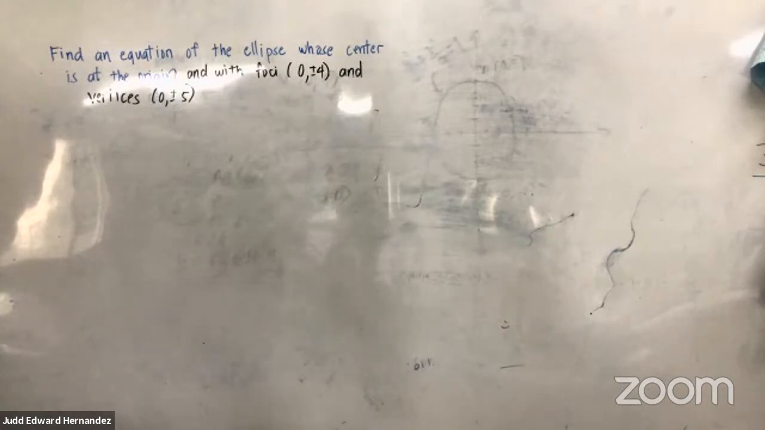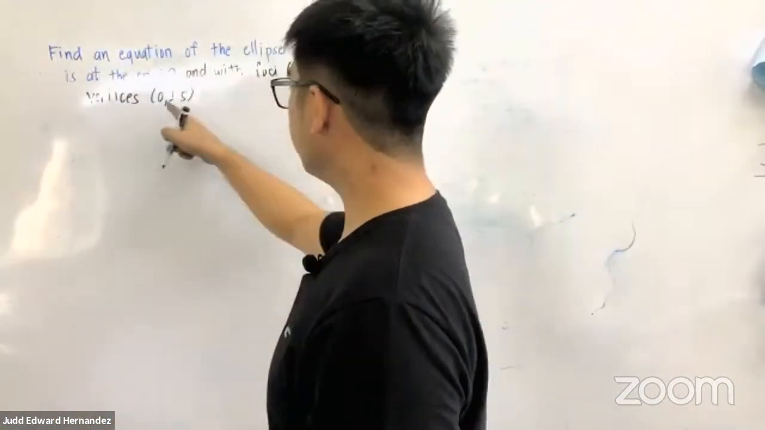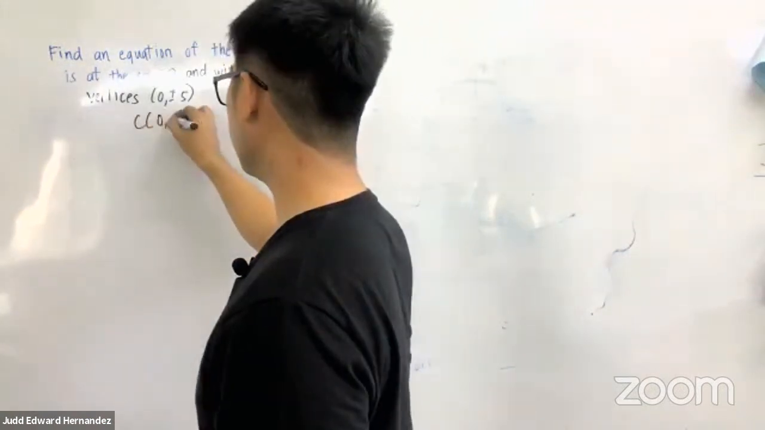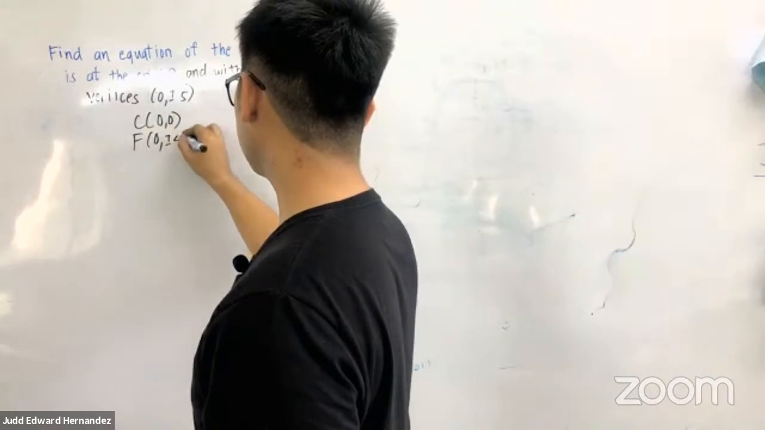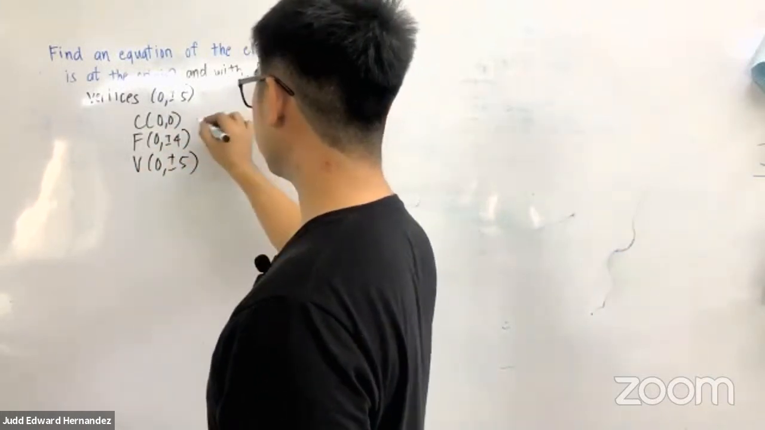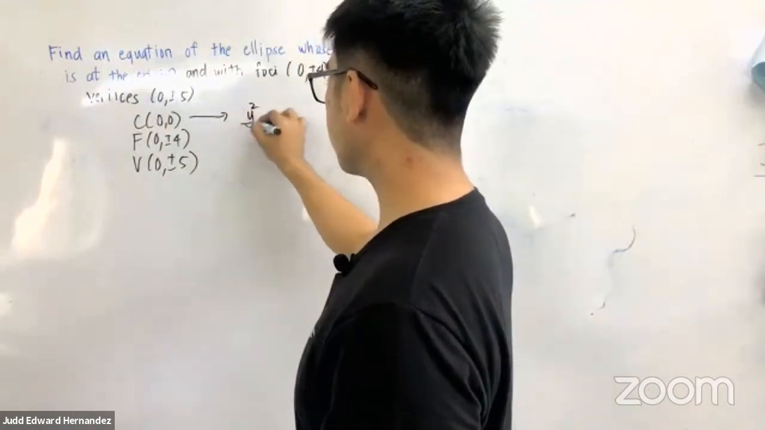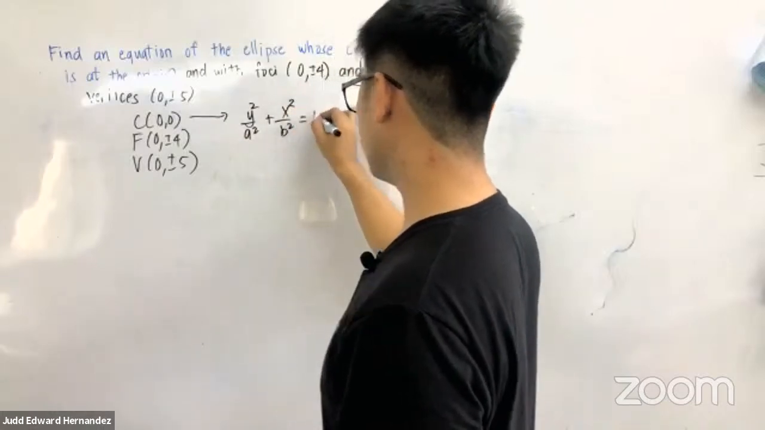Okay, let's now try to solve. Madali lang naman siya. Wala nang paligoy-ligoy dahil 0 plus minus 4, 0 plus minus 5, center, origin. Foci, 0 plus minus 4, vertices, 0 plus minus 5. We could say that this will take the form... ano daw yung form niya? Y squared over a squared plus x squared over b squared is equal to 1.